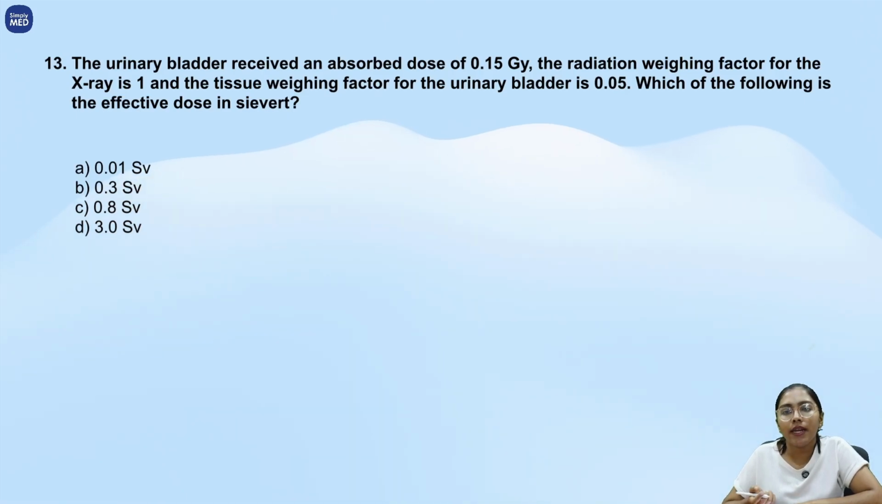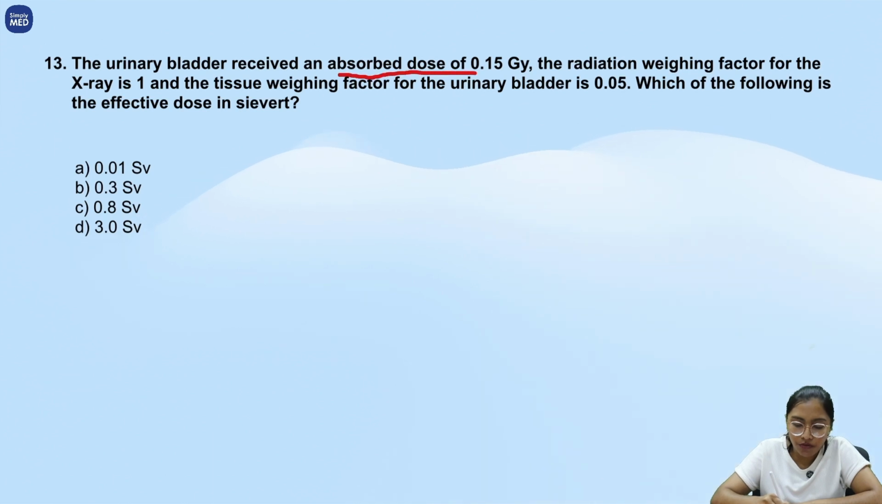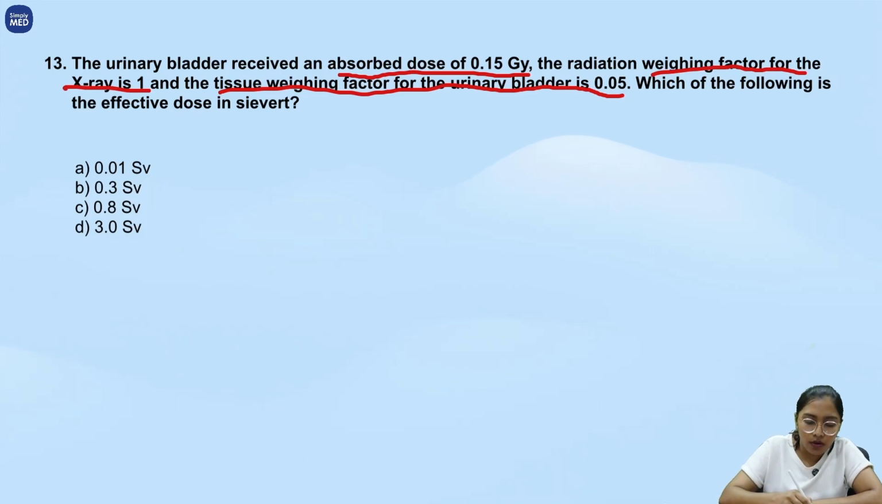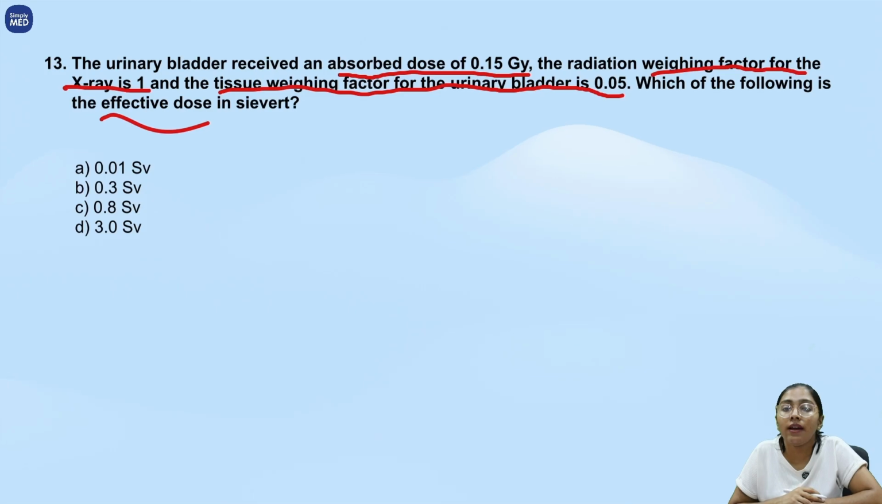Now this one is from our radiation quantities and units part. Okay. The urinary bladder received an absorbed dose of 0.15 gray. The radiation weighting factor for the X-ray is 1 and the tissue weighting factor for the urinary bladder is 0.05. Which of the following is the effective dose in sievert? So we have to find out the effective dose, given that the absorbed dose is 0.15 and the radiation weighting and tissue weighting factors are given. Okay.